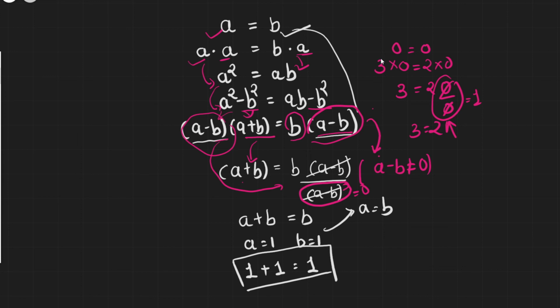So from this video what we learn is that whenever we divide, we must verify the condition that our denominator should not become 0 at that point. So this is all for today. In the next video we will see what is the value of 0 divided by 0.